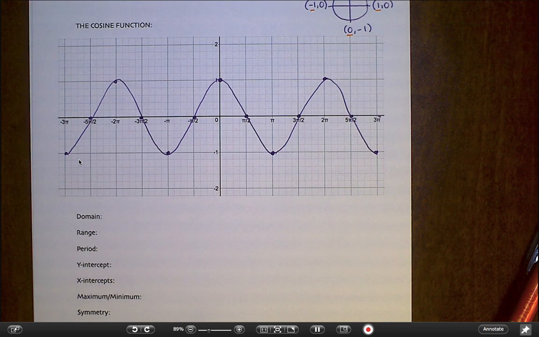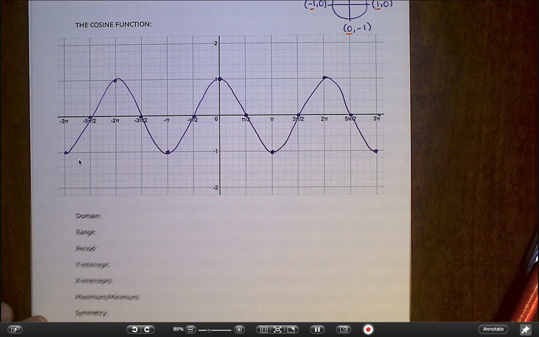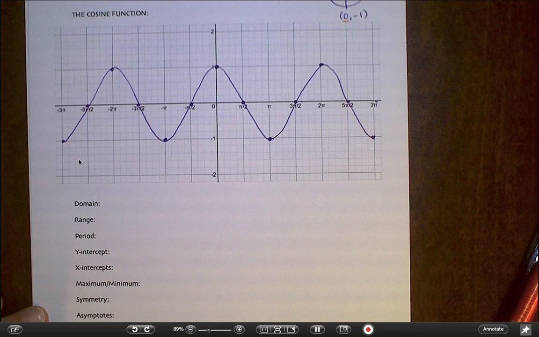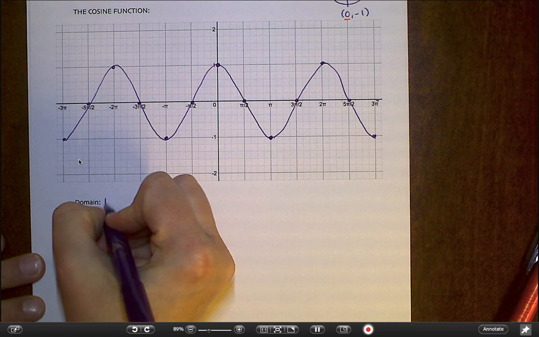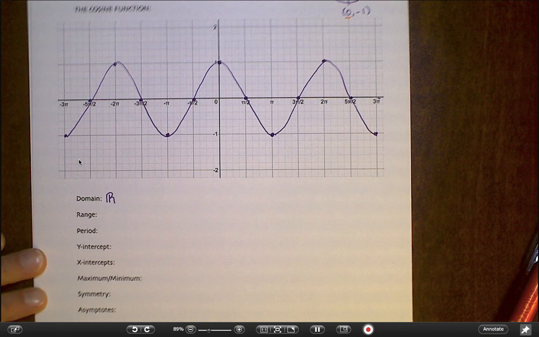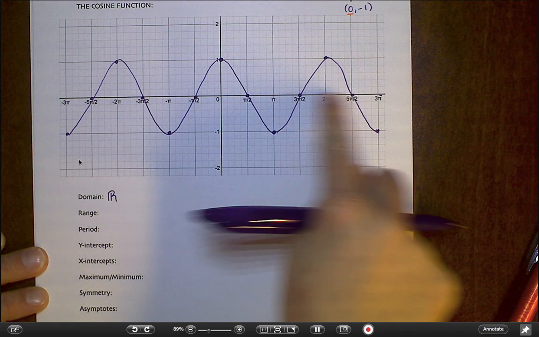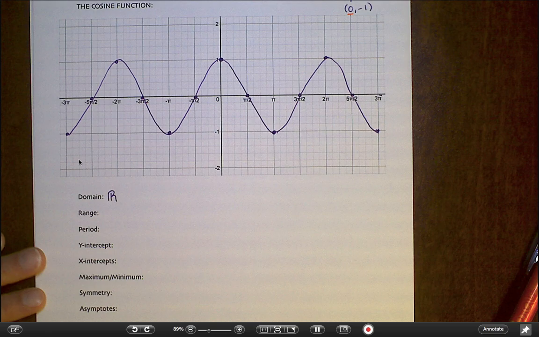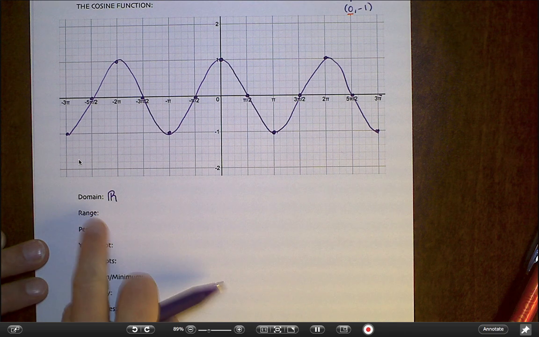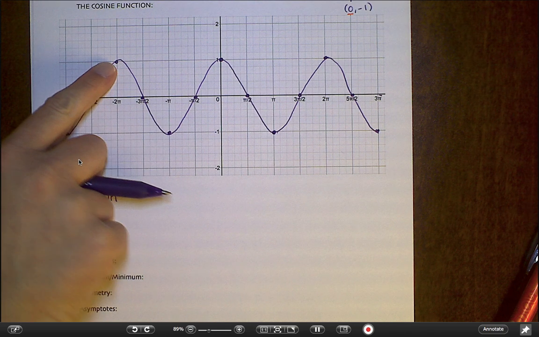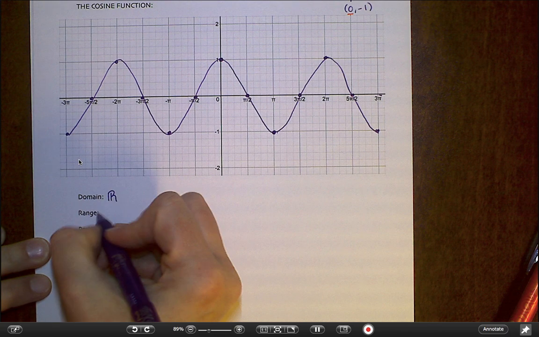Okay, so you're going to find that a lot of these properties are very similar to when we talked about the sine function. The domain is still all real numbers. Okay, because I don't have any discontinuities here. I don't have any place where my graph breaks off. Okay, my range, you'll notice my highest is still 1, my lowest is still negative 1.